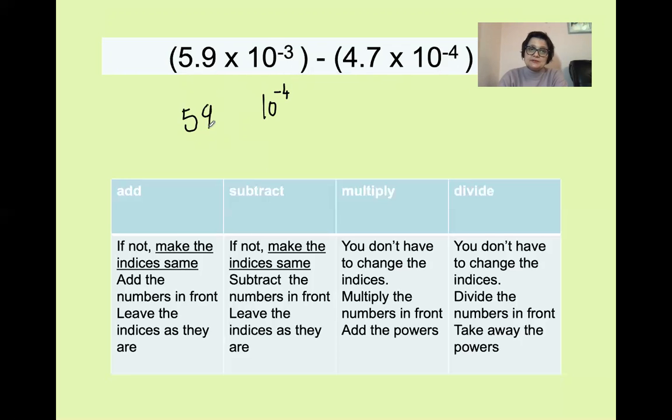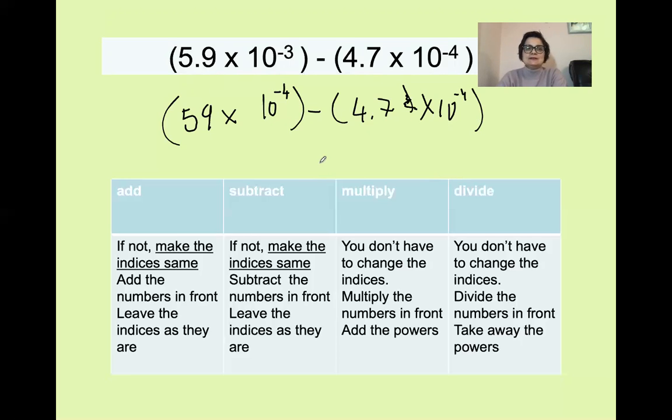So this one becomes 59 times 10 to the power of minus 4, minus 4.7 times 10 to the power of minus 4. We don't need the bracket here; the bracket should be at the end. So 59 take away 4.7, and the answer is going to be 54.3 times 10 to the power of minus 4.